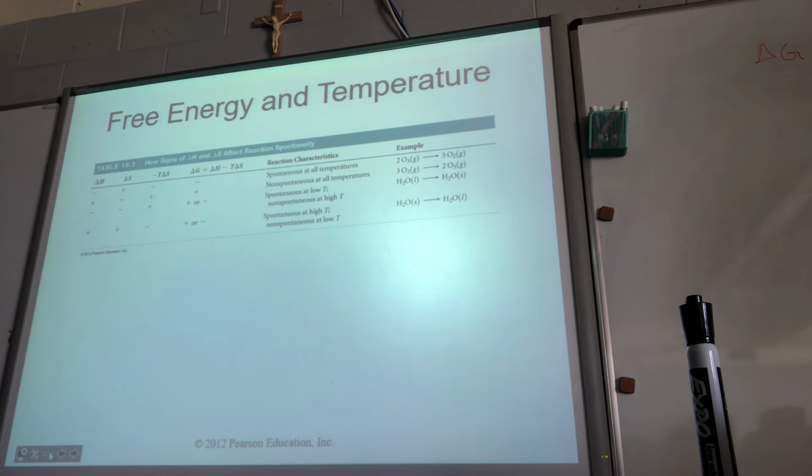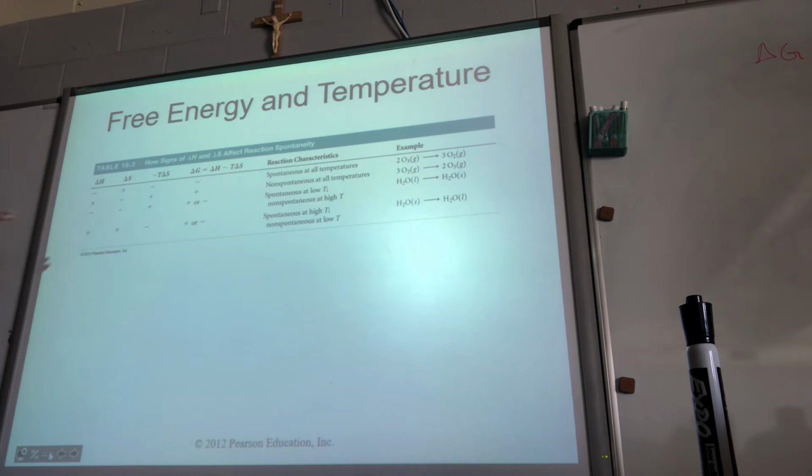Okay, let's do the next one. Next one says that our delta H is positive, our delta S is negative. What does that mean about delta G? Positive number. What does that mean about the reaction? Non-spontaneous. Does the temperature matter? No, it does not. Then we get into the gray area.